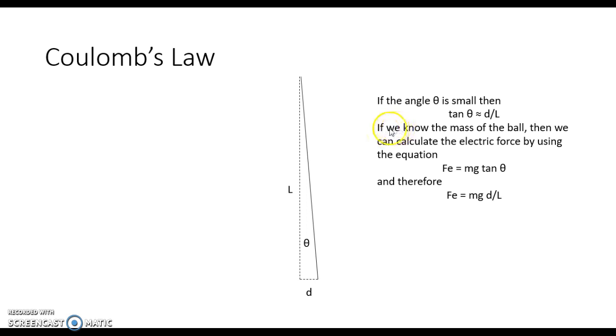Theta is really small. So if we know the mass of the ball that was suspended, then we can calculate the electrostatic force, or electric force, by using the equation Fe is equal to mg tan theta, where tan theta can actually be replaced by d divided by L. So this is our electrostatic force, or electric force, that caused the ball to be pushed in this direction.